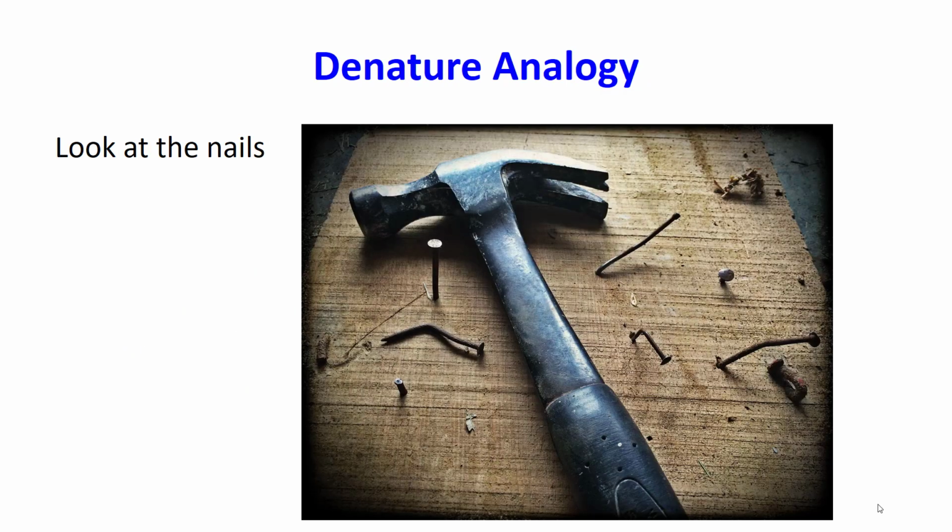A good analogy for denaturing an enzyme would be like, look at the center nail next to the hammer. It's all straight, ready to hit into the wood, everything working fine. So that nail would be a normal functioning protein. But you notice all the bent nails? So if you would hit it with a hammer, it's not going to work too well or not work at all. And those bent nails would represent changing the shape of a protein. So once the shape is changed, it can't function anymore.